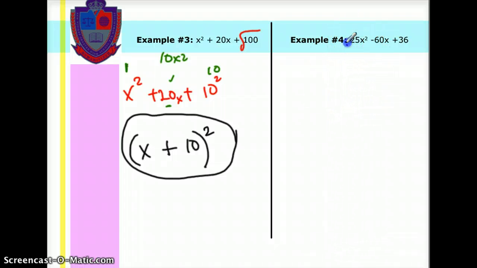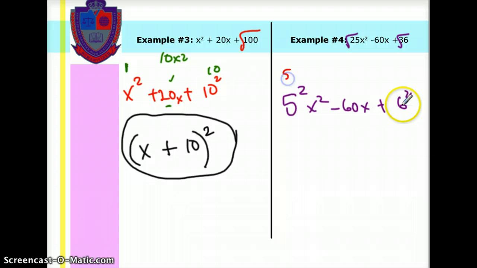Now let's look at this example. Take the square root of both of these numbers. This becomes 5 squared x squared minus 60x plus 6 squared. So in this case, my a is 5 and then this other term is 6. So I check it. 5 times 6 is 30. Then I need to multiply by 2, and 30 times 2 is 60. Check. Okay? If it doesn't equal this number in the middle here, I cannot use this.